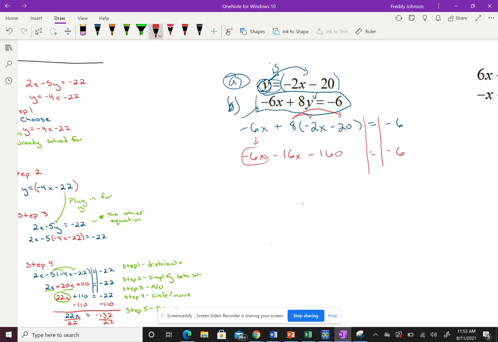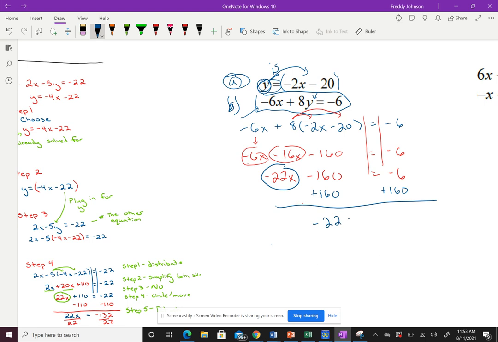So now I can combine like terms here. Okay, so negative 6x minus 16x is negative 22x. Negative 22x minus 160 equals negative 6. Okay, and then what I'm going to do is I'm going to solve for x. So I'm going to add 160 to both sides. And I get negative 22x equals 160 minus 6 is negative 154.